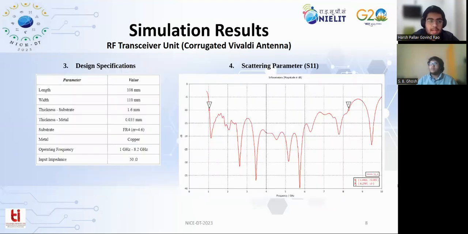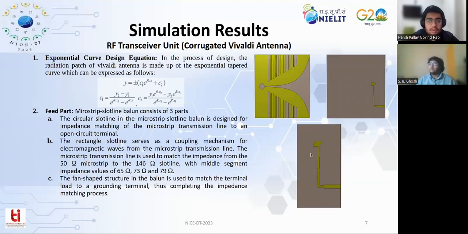To feed the antenna and match the impedance from the coaxial feed line to the slot of the Vivaldi antenna, we have used a microstrip step transmission line as shown in the figure. In the initial design process, the Vivaldi antenna's radiation patch is made up of an exponential tapered curve that can be expressed by the following equation. Here, C1 and C2 are constants, and R is the exponential factor which determines the beam width of the Vivaldi antenna.